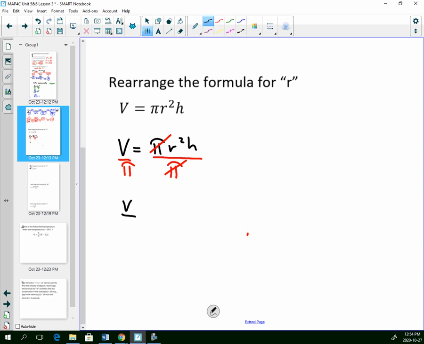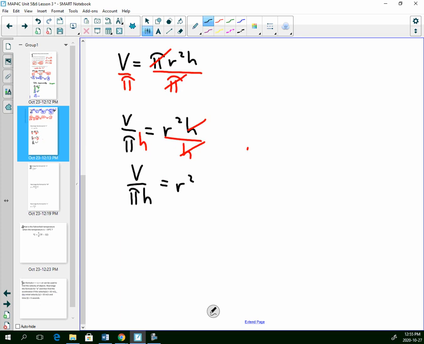And so v over pi leaves me with r squared h. Then I'm going to get rid of the h, which is multiplied, so I'll divide this side by h. So that leaves me with v over pi h. And then last step, opposite of square is square root. So I'm going to square root the whole side, make sure everything goes inside the square root, and that leaves me with r. Okay.